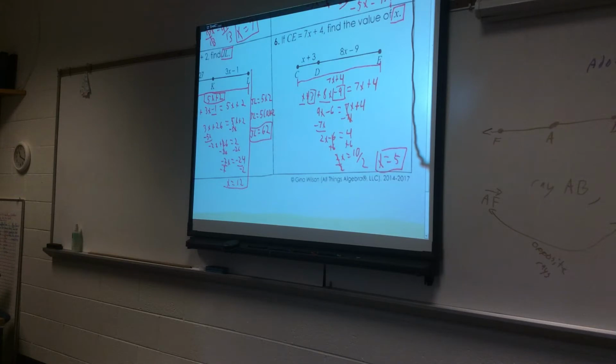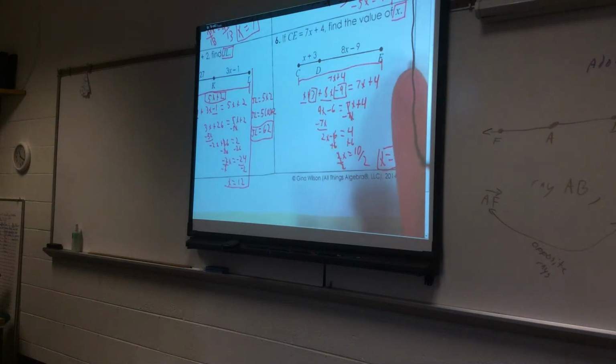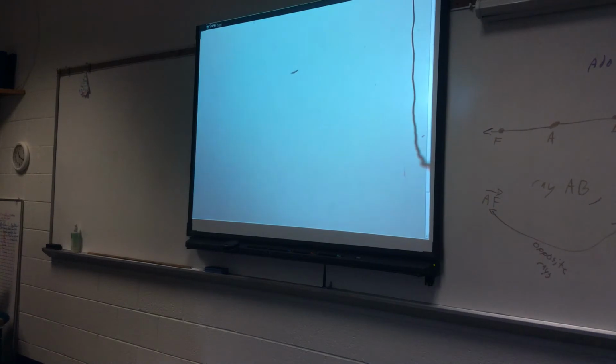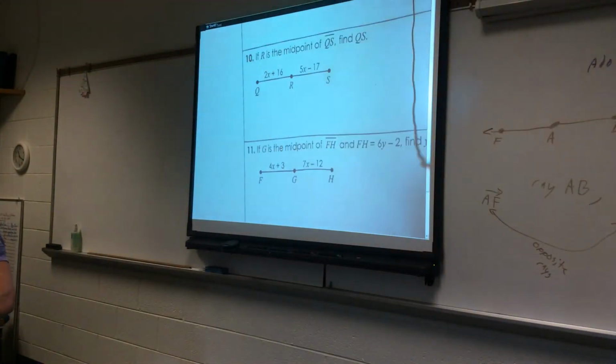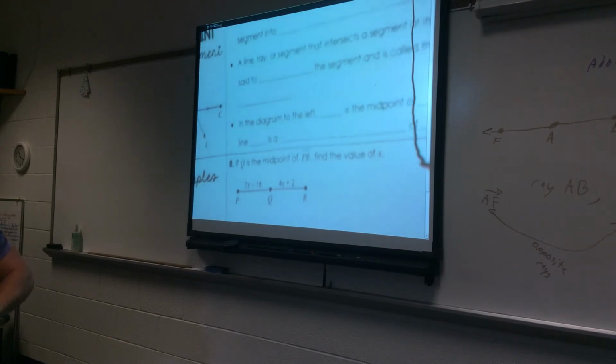Now, you should be able to understand, and we're going to skip the next example because the only difference in the next example is it asks the value of all three pieces. If I want to know the value of CD, DE, and CE, I just have to plug x back into all three of those individually, right? So we're going to move over to the next page, and we're going to do the midpoint of a segment, 2 examples, and then that'll be the last of these notes.